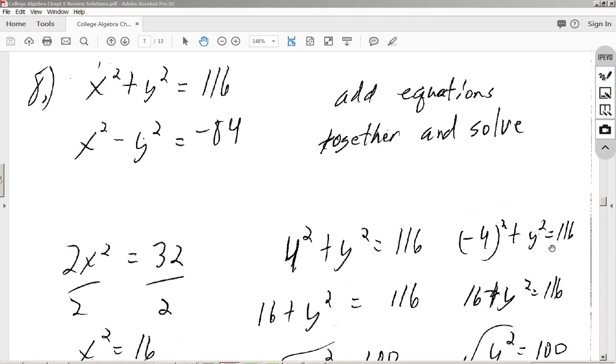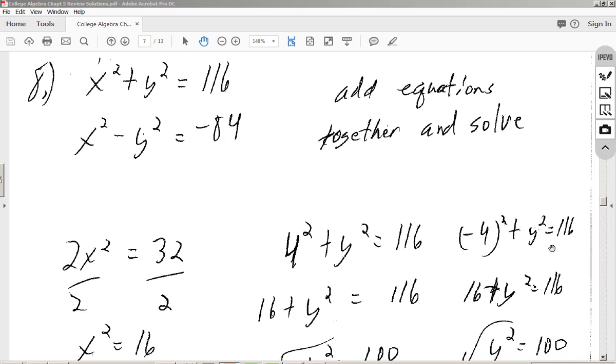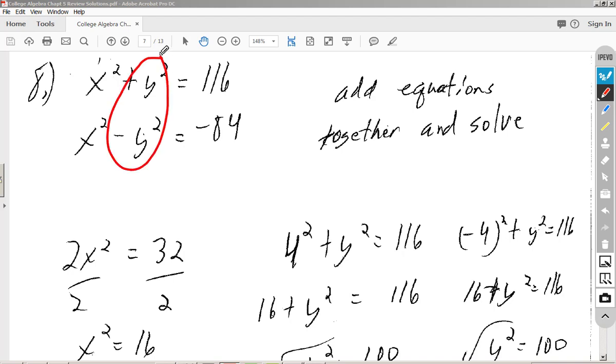On number 8, it says I've got my two equations, x squared plus y squared equals 116, and x squared minus y squared equals negative 84. It says solve the system by the addition method. I can add them together, I don't have to multiply by anything because my y squareds are opposites. So I just add those together.